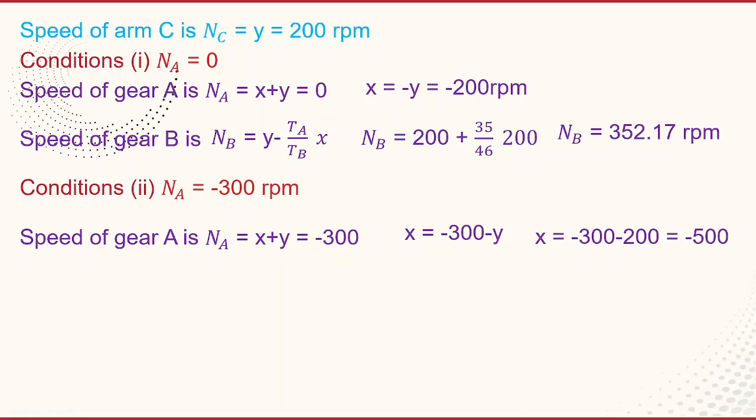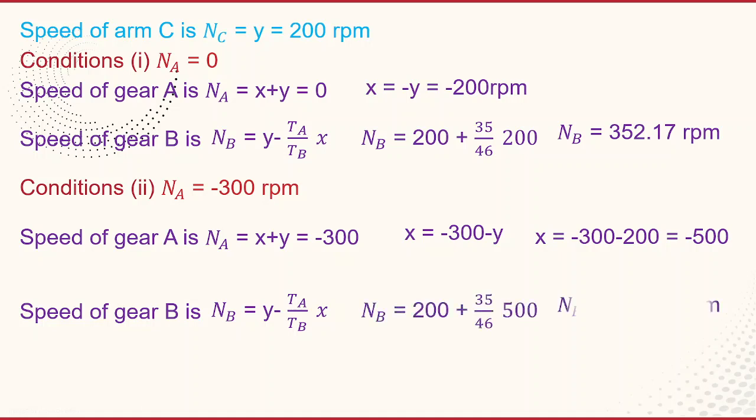So now we have calculated, according to the second condition, the x value and the y value. Then you can find the speed of gear B by substituting the data in the given formula, NB is equal to y minus TA by TB into x. Now you can substitute the data, then you can obtain the speed of gear B, that is 580.43 rpm. Now compare these values with the earlier algebraic method; both values are the same.